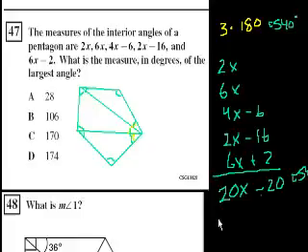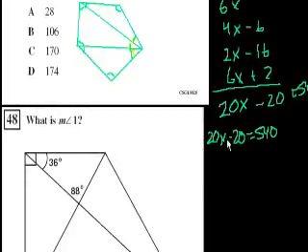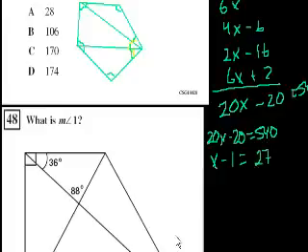I know you can't see that. Let me write it again. 20x minus 20 is equal to 540. Let's divide both sides of this equation by 20. So you get x minus 1 is equal to, let's see, 54 divided by 2, which is equal to 27.